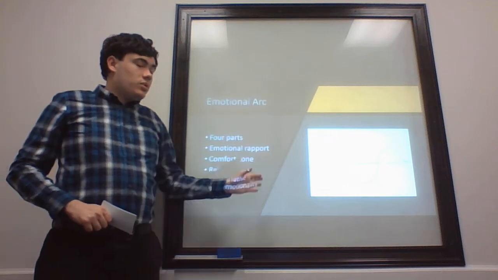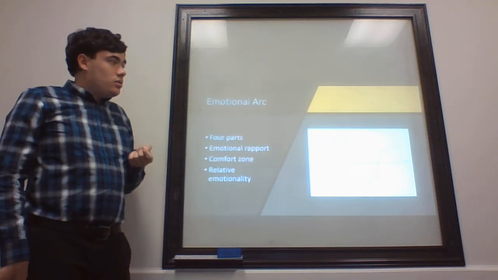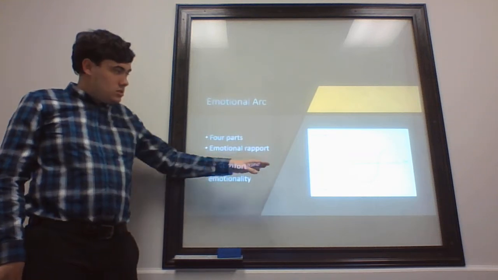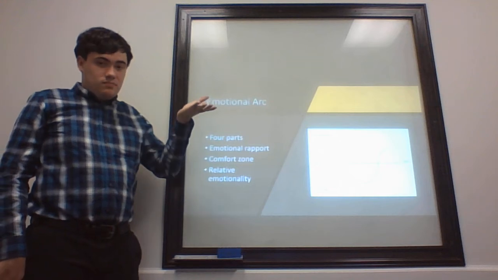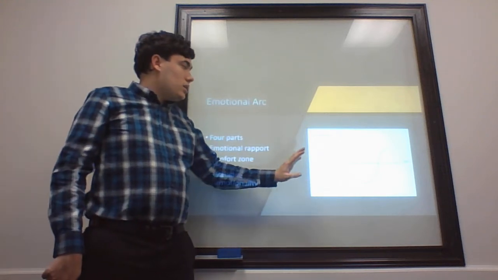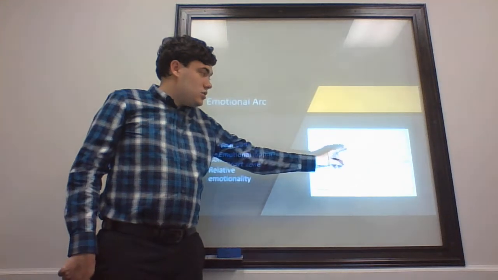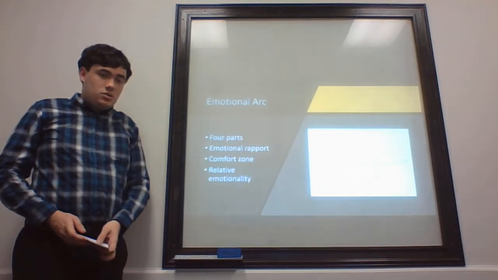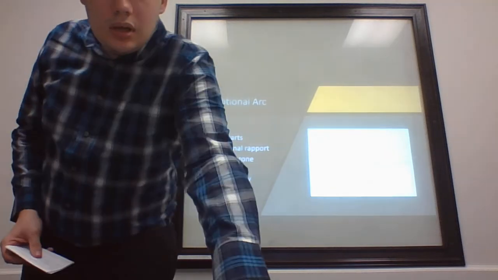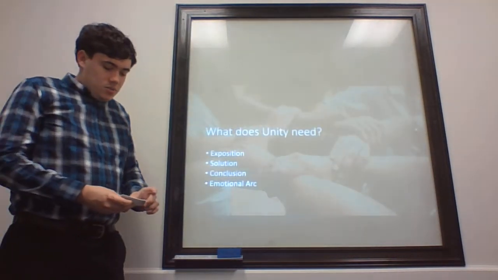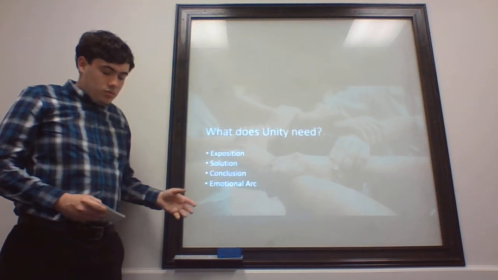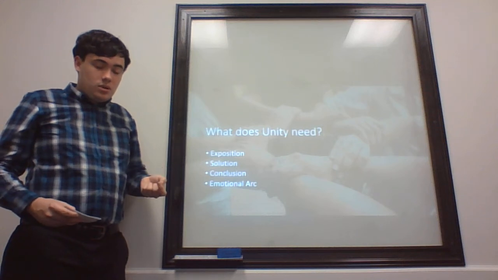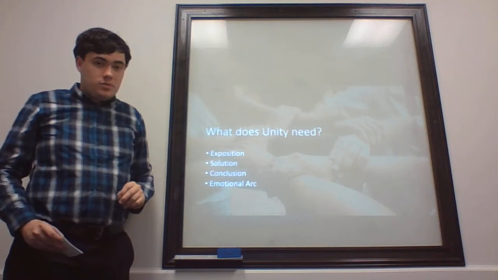And your solution is going to bring them back to their comfort zone, but it's important for the conclusion to make sure their relative emotionality uplifts them. So you want your end to be higher than your beginning. So to conclude all of this, for your exposition, you need to establish ground rules, establish your hero, situation, and remove ambiguity from the story, as well as introduce the problem to your audience.